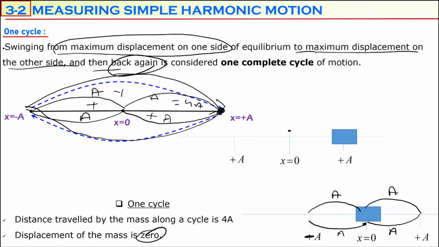Again, the object returns to the position it started. So net displacement for one complete cycle, we don't care from which point the object starts, is always 0. Distance traveled by the object is always equal to 4 times the amplitude.